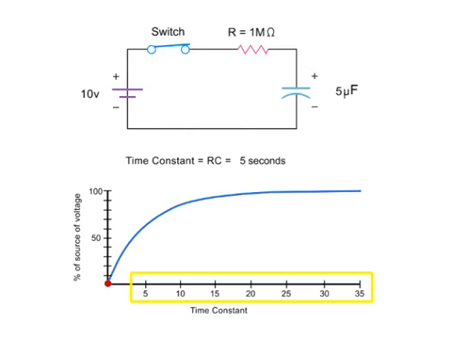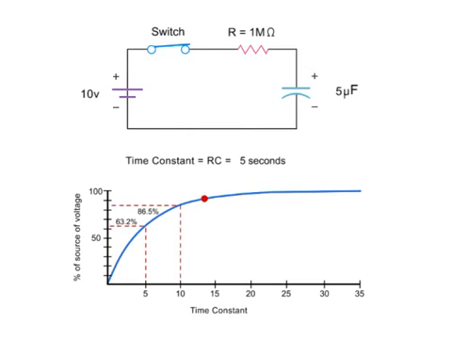Therefore, for each 5 seconds of elapsed time, the capacitor will achieve its corresponding voltage percentage until it reaches an effective charge after 5 time constants.